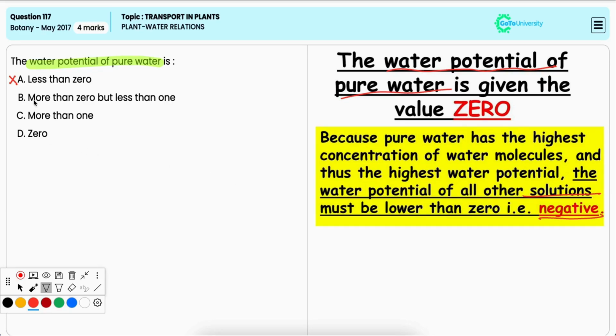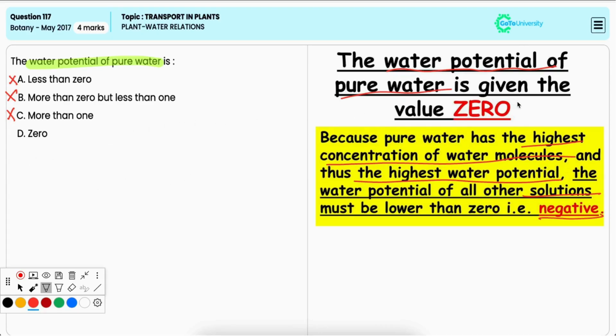It is also incorrect because water potential cannot exceed 0 for pure water. Option C, more than 1. It is also incorrect because water potential of pure water cannot be greater than 0, as it is the maximum value under standard conditions. Option D, 0.